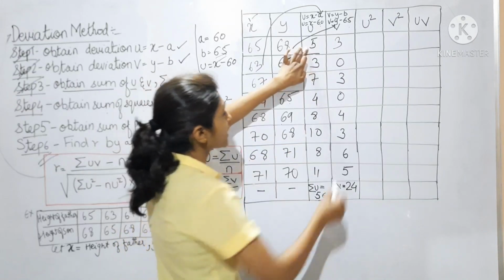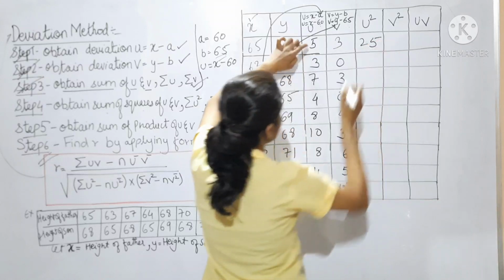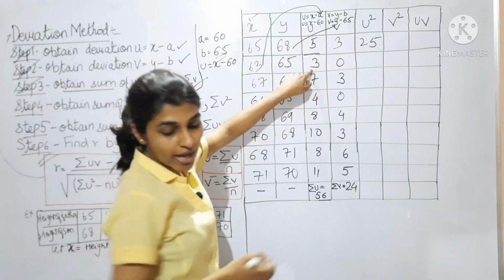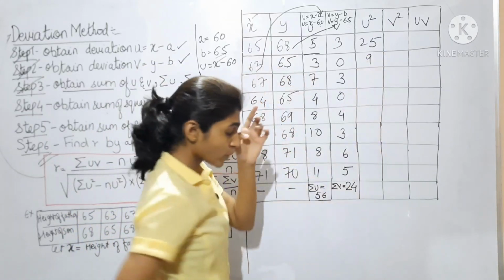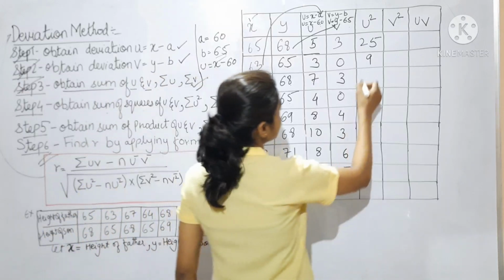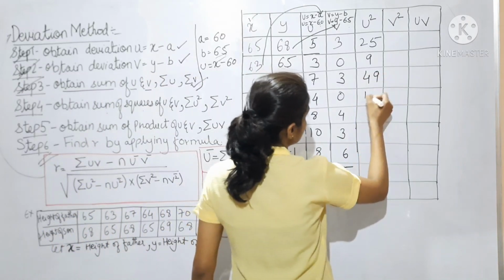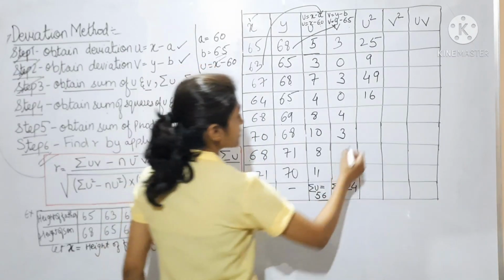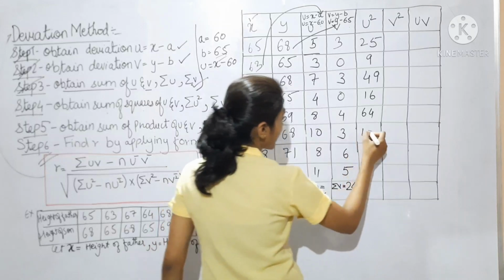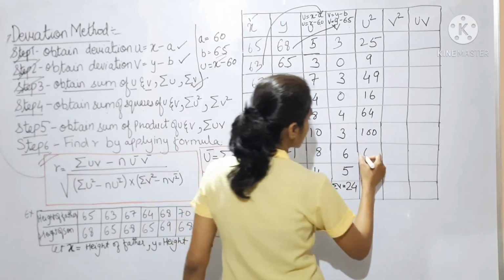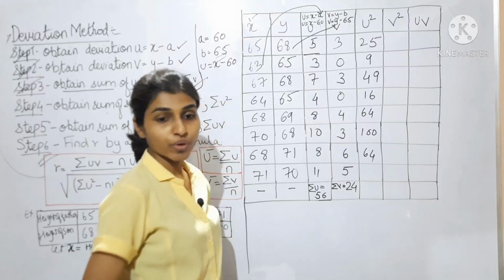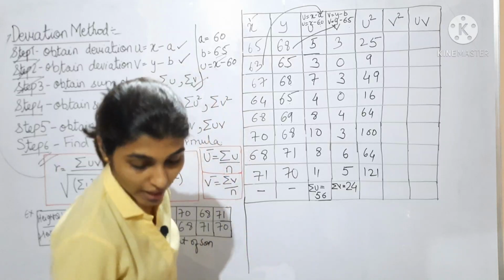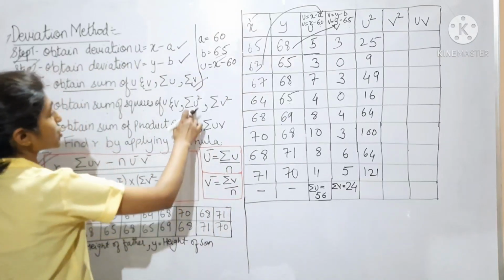So 5 square is what? 25. Write the square of 5 under the heading of u square. 3 square 9. 7 square 49. 4 square 16, 4 into 4 16. 8 square 64. 10 square 100. 8 square 64. 11 square 121. Now add the total, find the summation of u square.